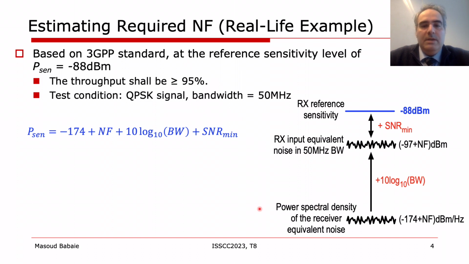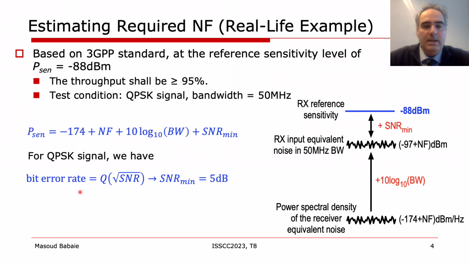At the input of the receiver, the equivalent thermal noise level in 1 Hz bandwidth is -174 dBm plus the receiver's noise figure. Then the power of the noise at the receiver input is calculated by integrating the noise spectral power density over the desired bandwidth of 50 MHz. On the other hand, to reach a certain amount of throughput, the power of the desired signal should be above the noise power by a certain signal-to-noise ratio. As a result, we have the following equation. The reference sensitivity is equal to -174 plus noise figure plus 10 log of the bandwidth plus the minimum SNR.